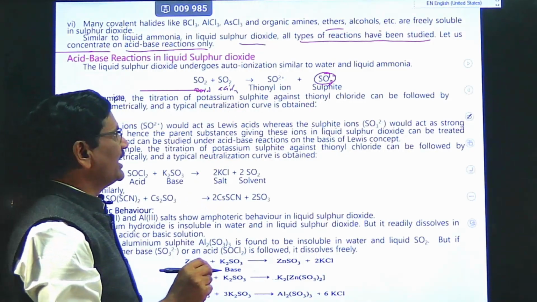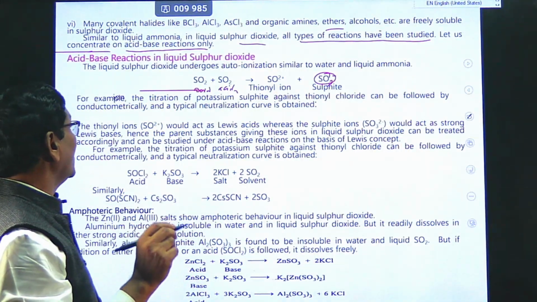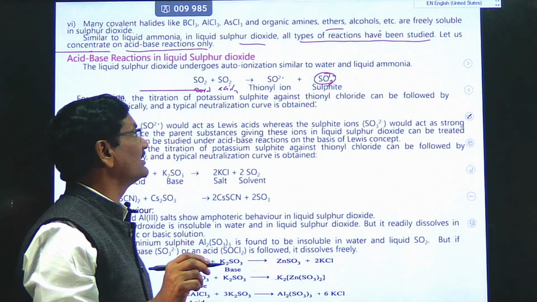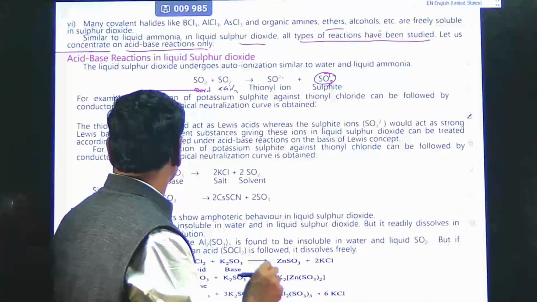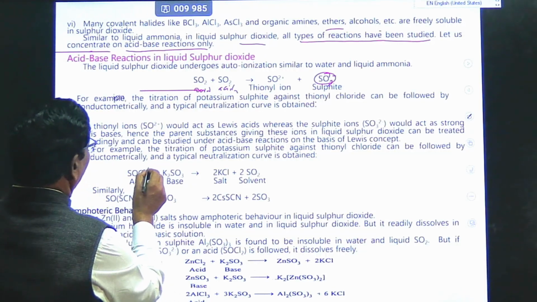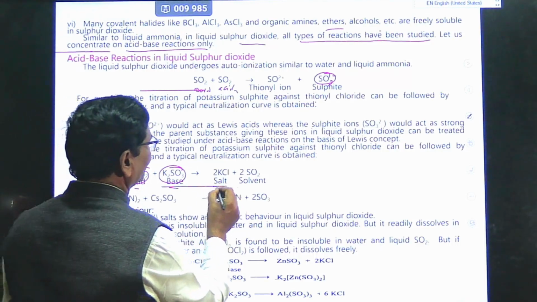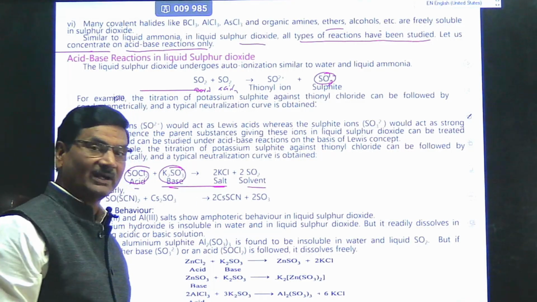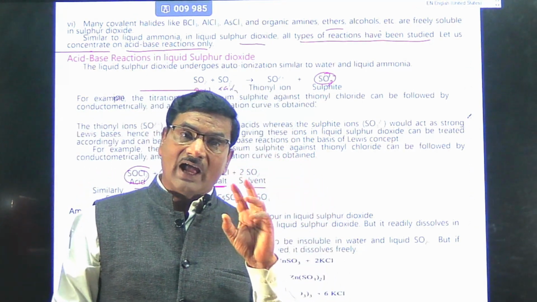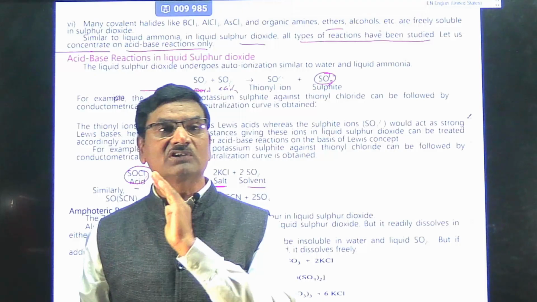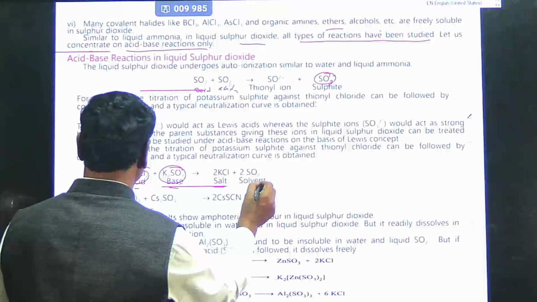In this particular reaction, sulfite against thionyl chloride can be followed conductometrically, and a typical neutralization curve is obtained. This is one type of neutralization reaction. When SO2 combines with K2SO3, this is the acid and this is the base, giving rise to salt and solvent. In a neutralization reaction, the acid combined with base gives salt and water, but in liquid ammonia and here, the acid combined with base gives salt and solvent.